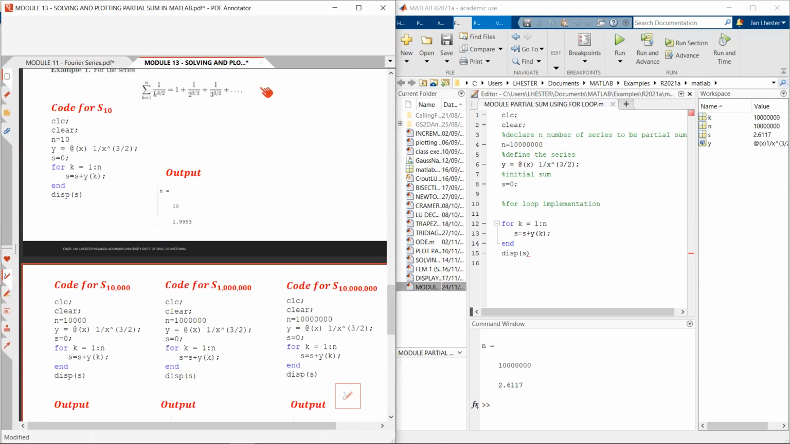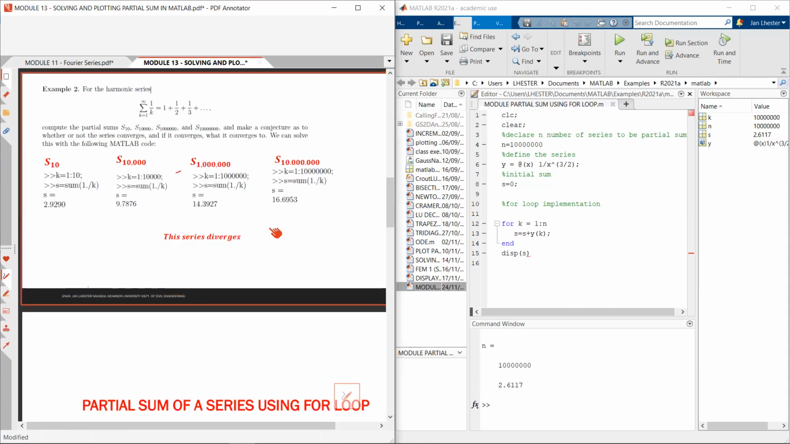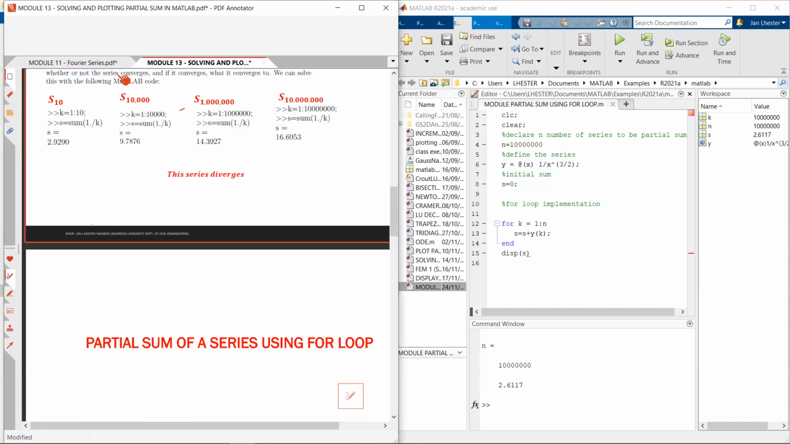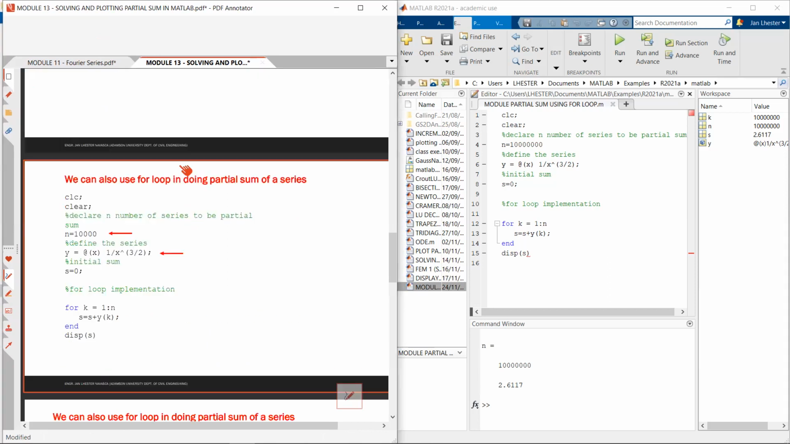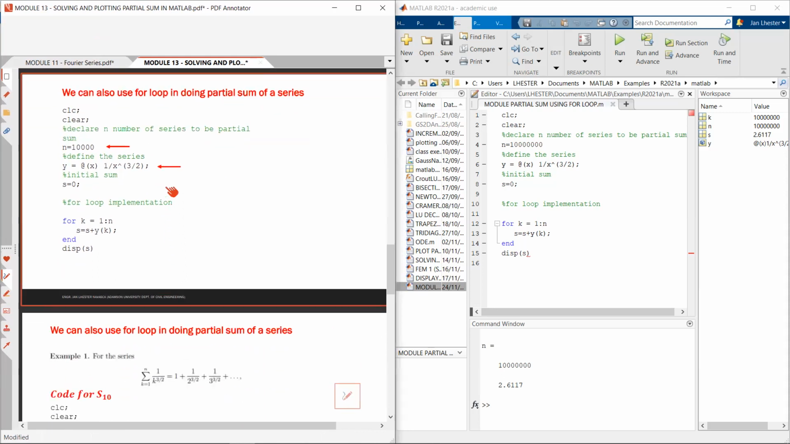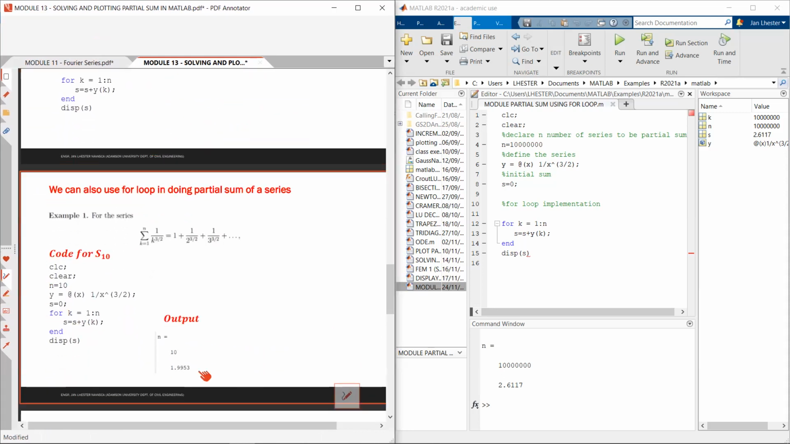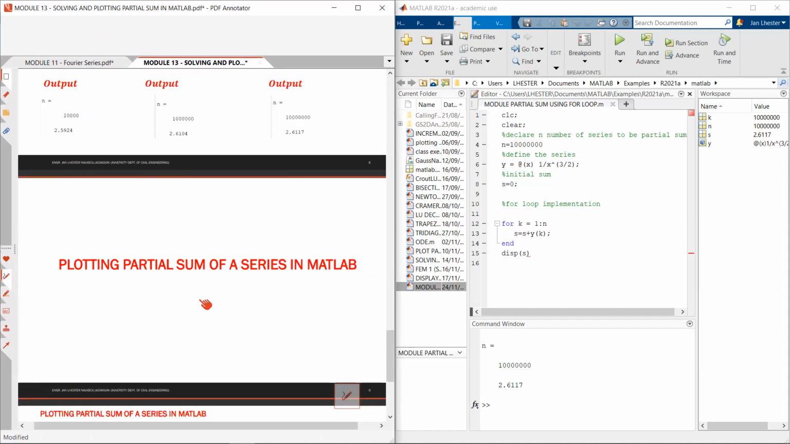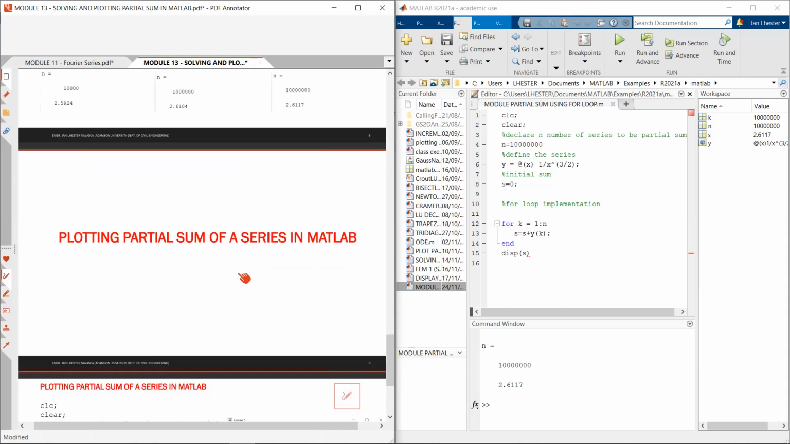So you can either solve using this one, yung taking the sum syntax, then element-wise yung pagsosolve, or pwedeng gumamit ka ng for loop. Pwede rin yan kung gusto mo na medyo may for loop ka na dating. So input mo lang yung n, input mo lang yung function, so meron ka ng for loop implementation. Okay, so we can also plot the partial sum of a series in MATLAB. So paano ba gagamitin yung plotting na yan?